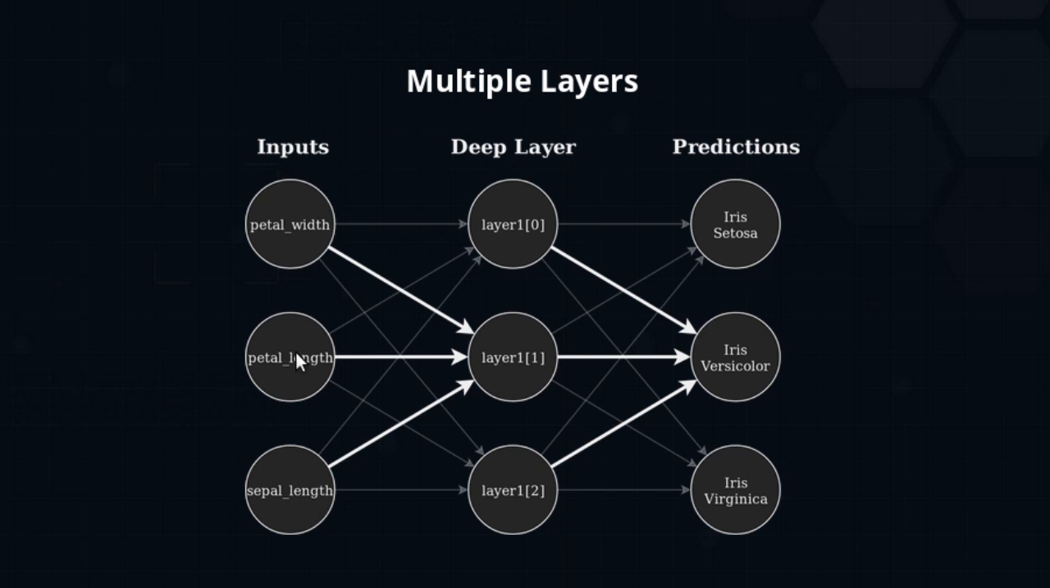The first column of the neurons that we see here are called inputs. The last one is called outputs or predictions, and everything in between them, whether it's one column or two, there can be many layers, is called deep layers. Sometimes they are also called hidden layers.